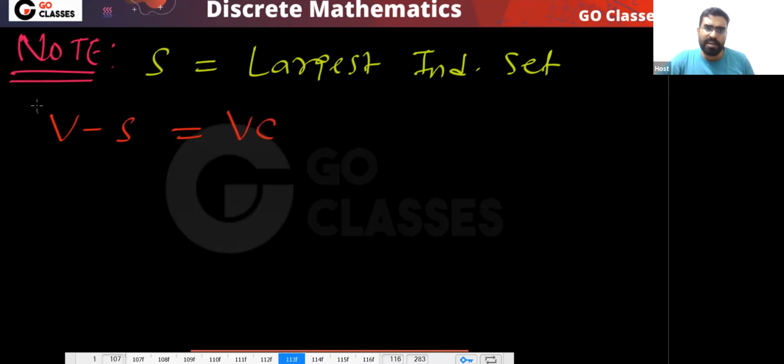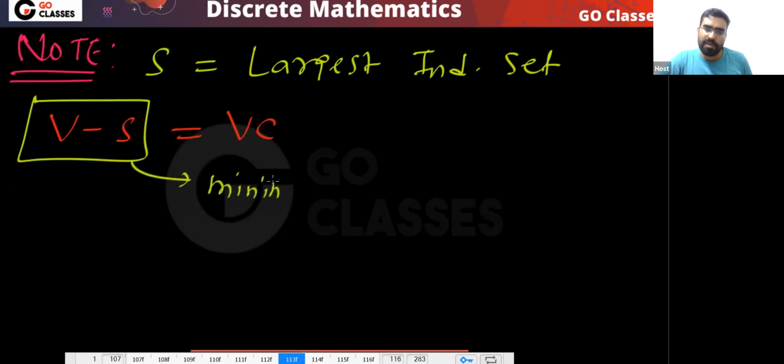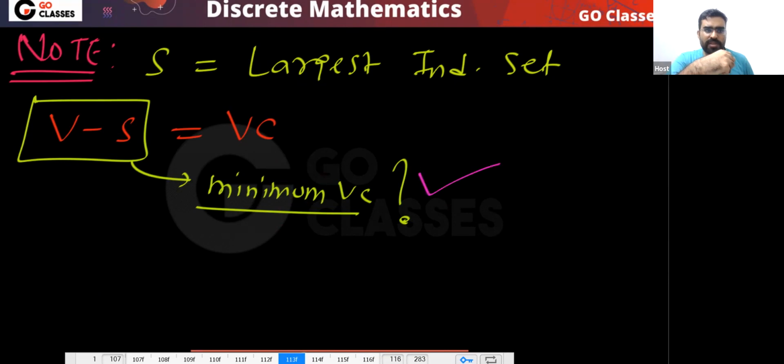But will this be a minimum vertex cover? You know that this will be a vertex cover, but will it be a minimum vertex cover? Yes, of course it will be, because you know the equation.